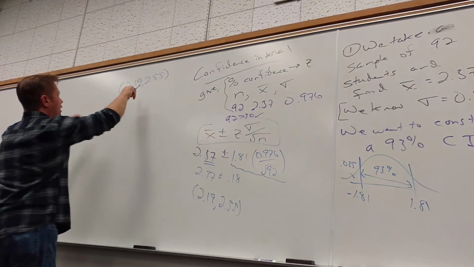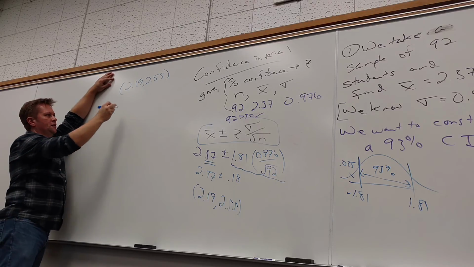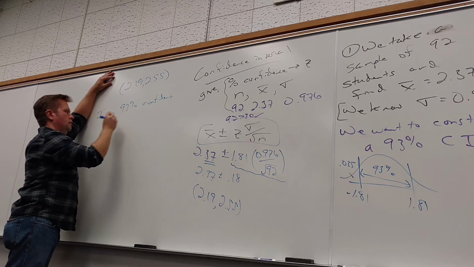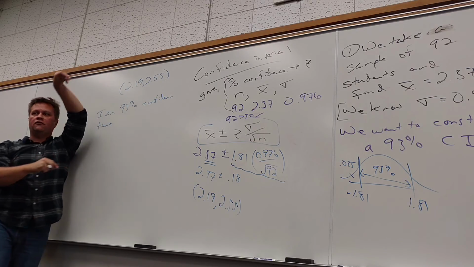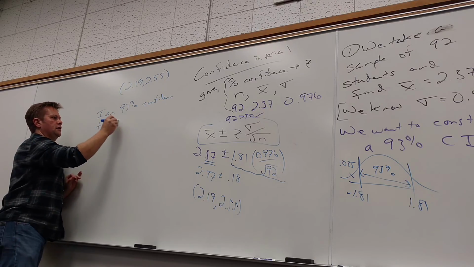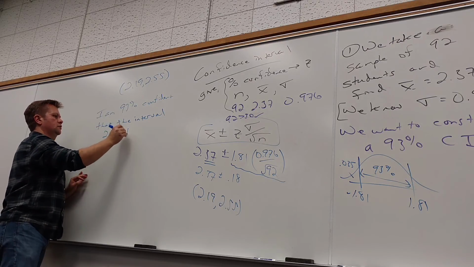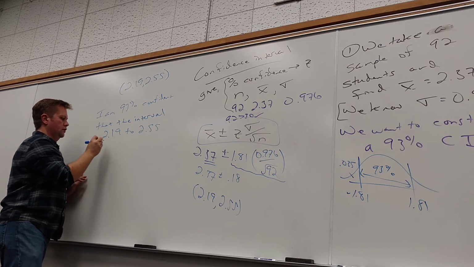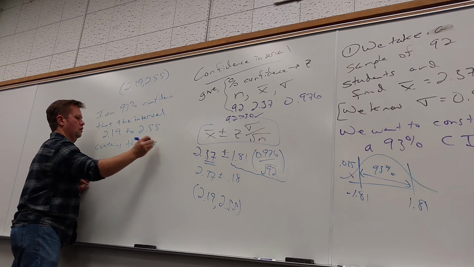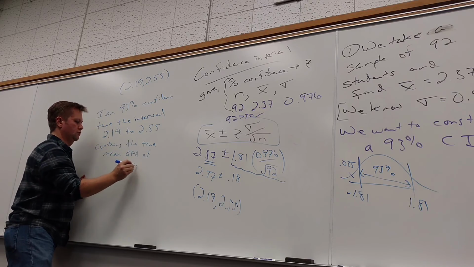Now is to say I am, or we are, 93% confident that this interval we found contains the true mean. So that the interval 2.19 to 2.55 contains the true mean GPA of students.